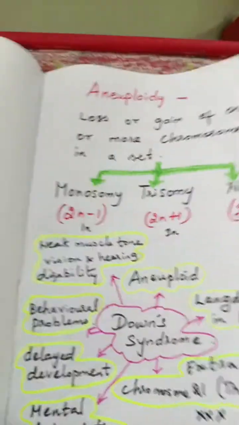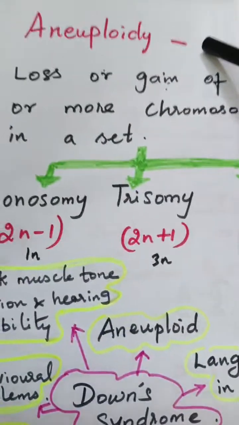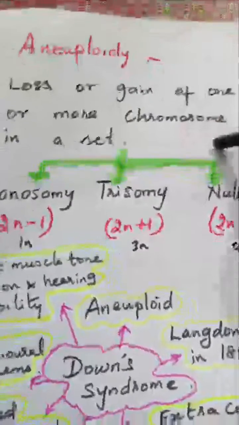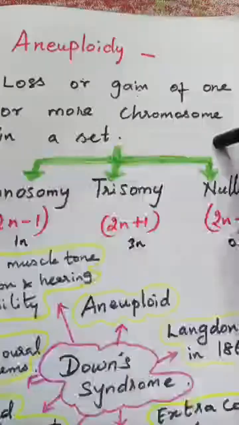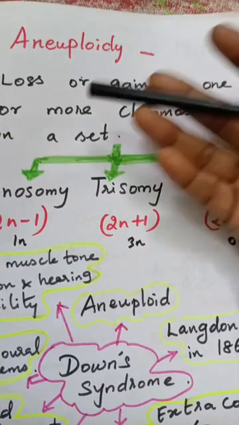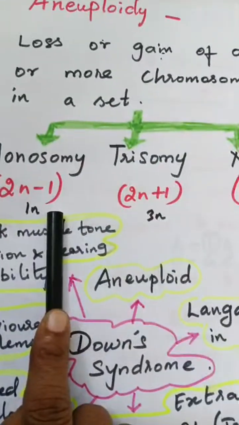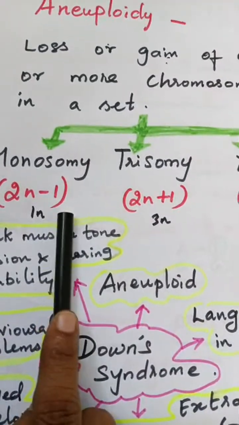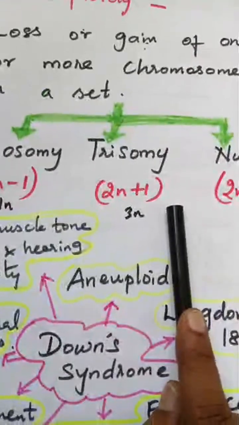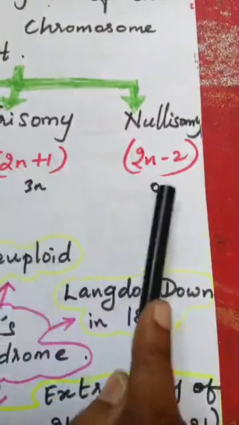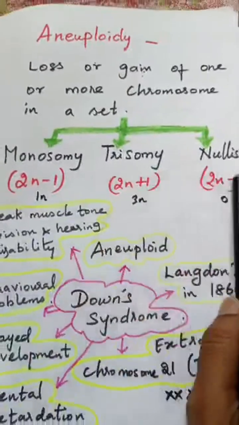And then we have studied about the aneuploidy. Aneuploidy is nothing but the loss or gain of one or more chromosomes in a set. It may be the addition or it may be the loss. So there are types. If it loses one chromosome from the diploid set, it will become monosomy. If there is one additional, it is trisomy. If it is completely lost, it is nullisomy. So there are three types: mono, tri, and nulli.